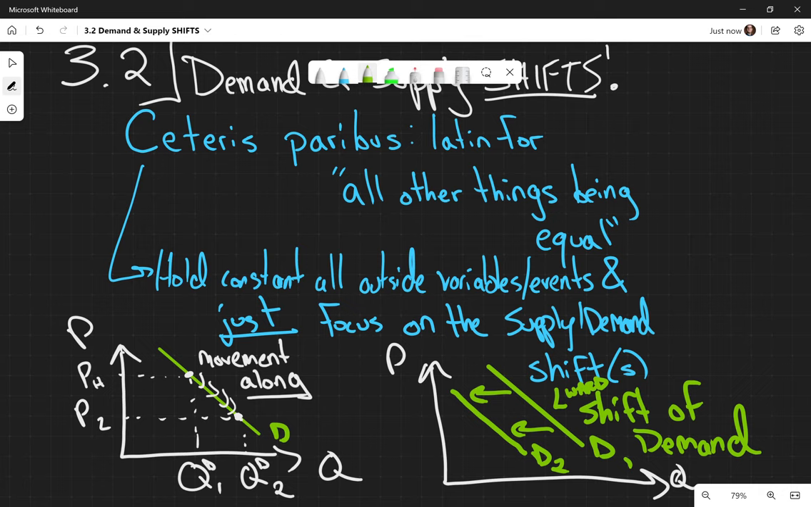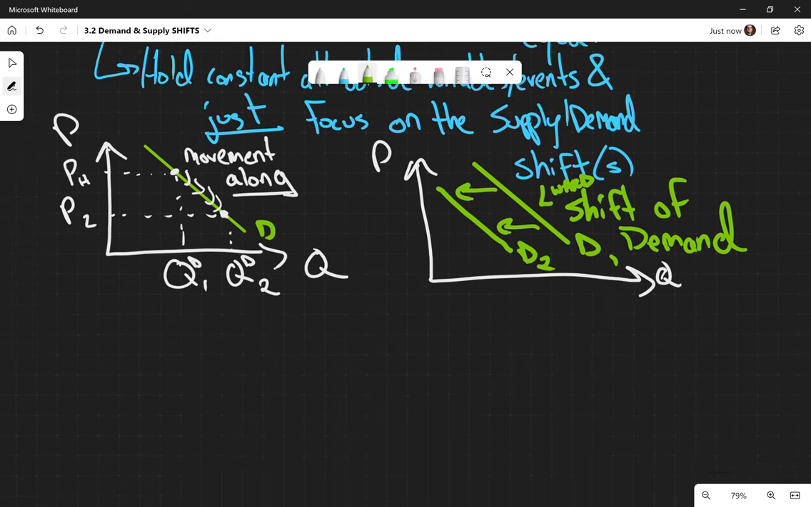So I like to think of it as, are you going left or are you going right? But you'll also hear of it as in or out. When we're referring to in or out, we're always referring to the y-axis. So is it going in and closer to the y-axis, or is it going out and away from the y-axis? But to keep things simple, I like to just go with leftward and rightward shift. What are some of the reasons why demand shifts happen?